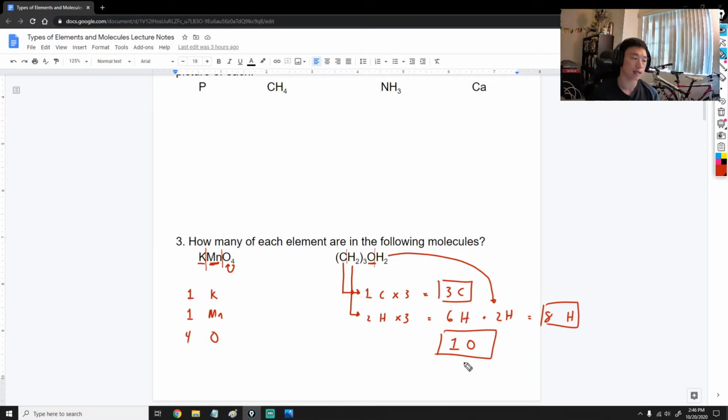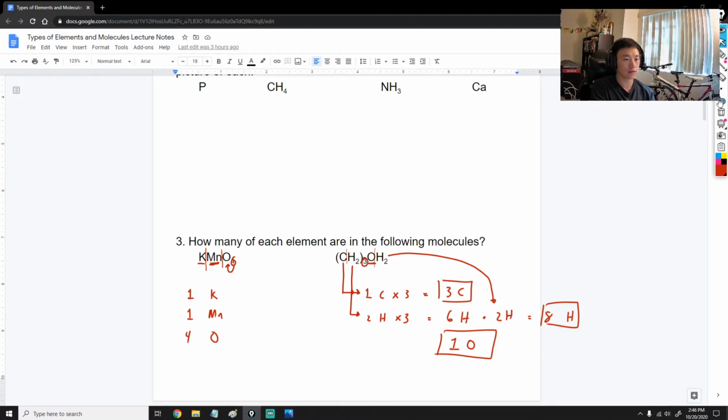So as the formulas get bigger, the more elements go into it, but the rules for figuring out what elements are in the molecules is very easy. You just look for the number behind the element, and for the parentheses, just multiply everything on the inside by the number on the outside.